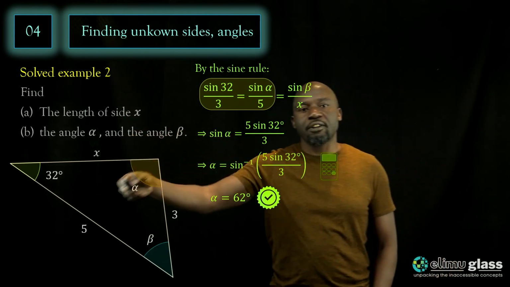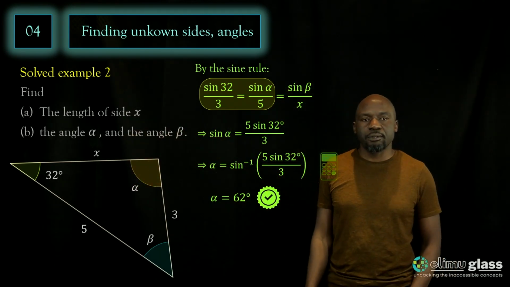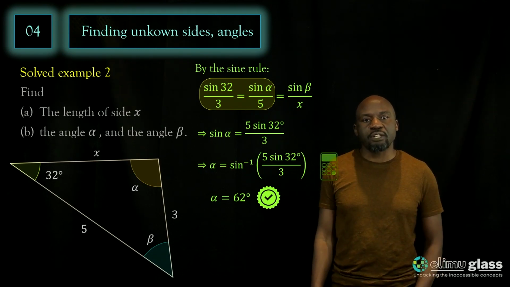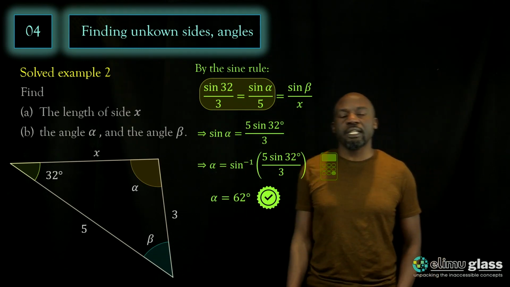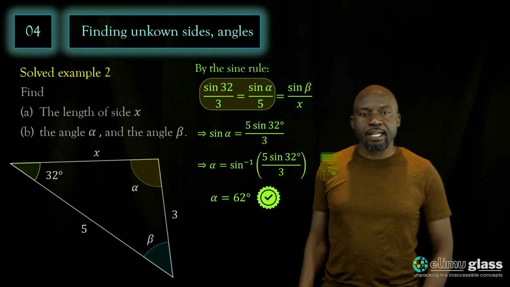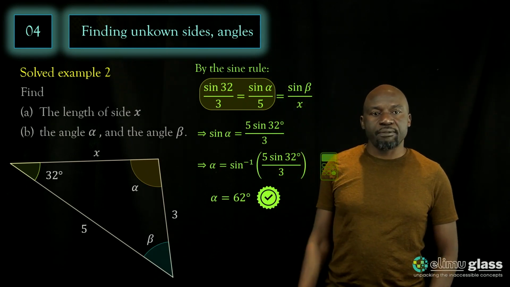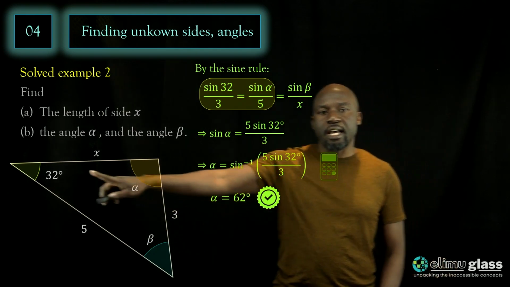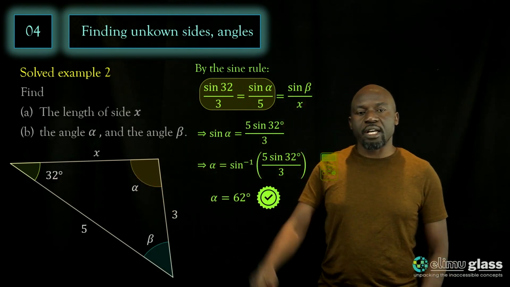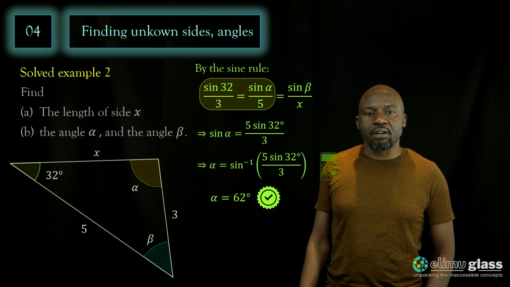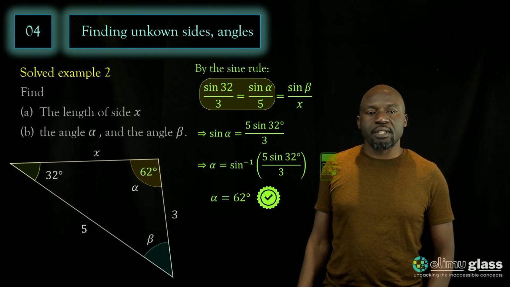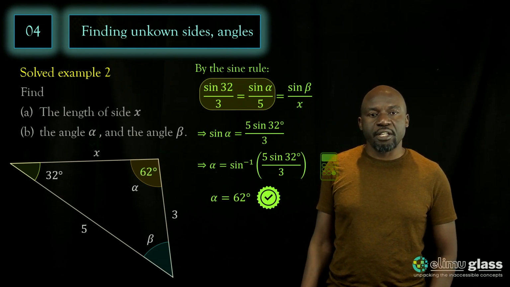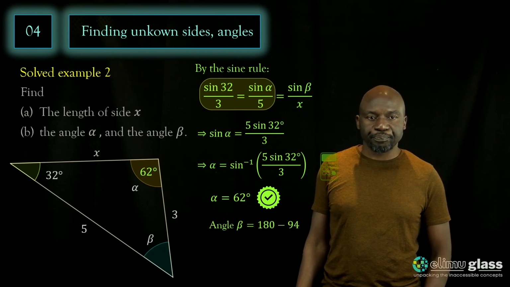Based on the triangle, it might not look like alpha is 62 degrees, but the triangles given to you are never really to scale, okay? So that should not worry you. So alpha is 62 degrees, and if alpha is 62 degrees and that one there is 32, we can easily get the value of angle beta by the same rule about the interior angles of a triangle.